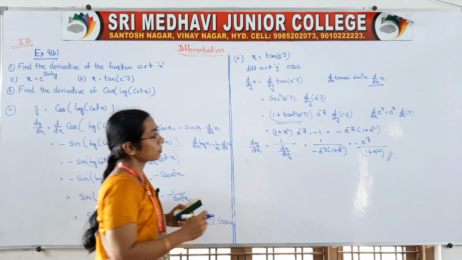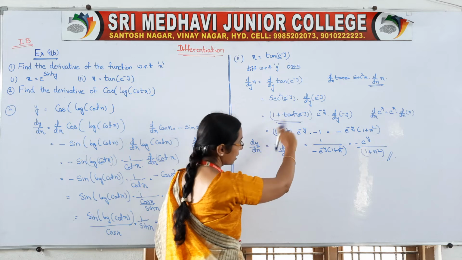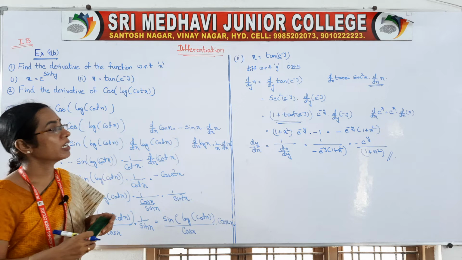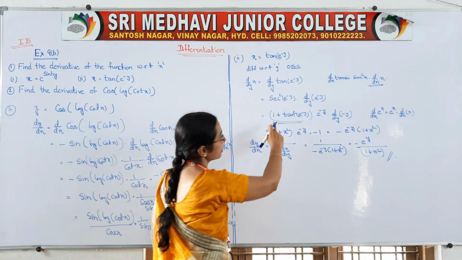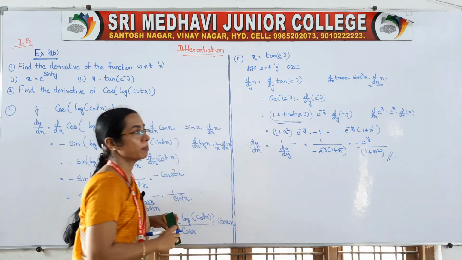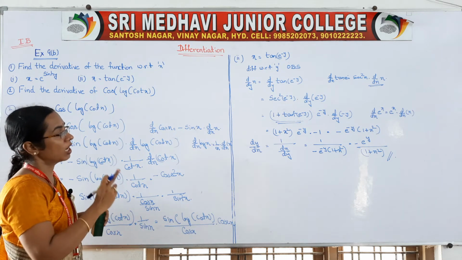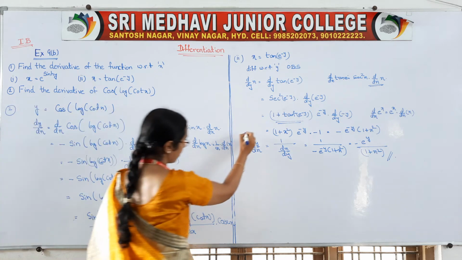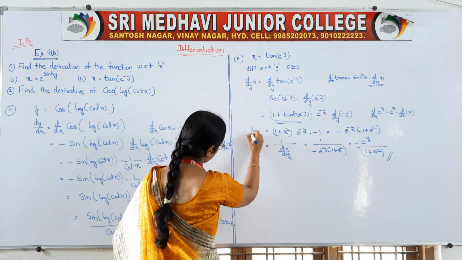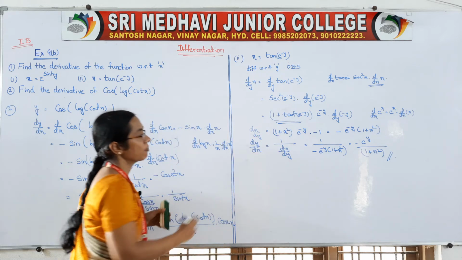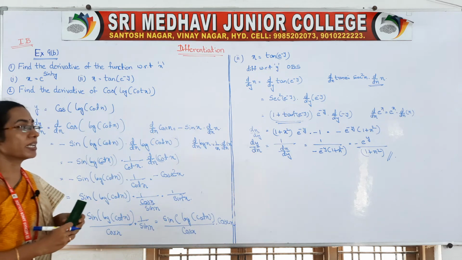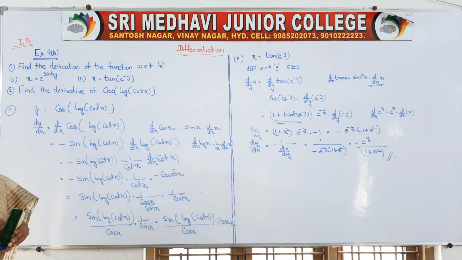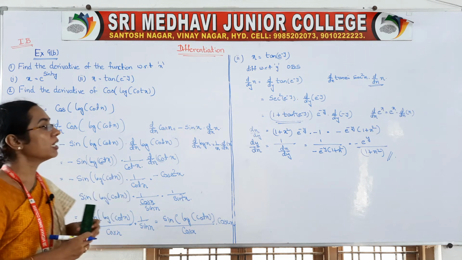After that we used one trigonometry formula also. We are doing calculus, but we used the trigonometry formula: secant square is equal to 1 plus tan square. At the end we have to find dy by dx. Once we get dx by dy, we find dy by dx by taking 1 by dx by dy. That is your answer.